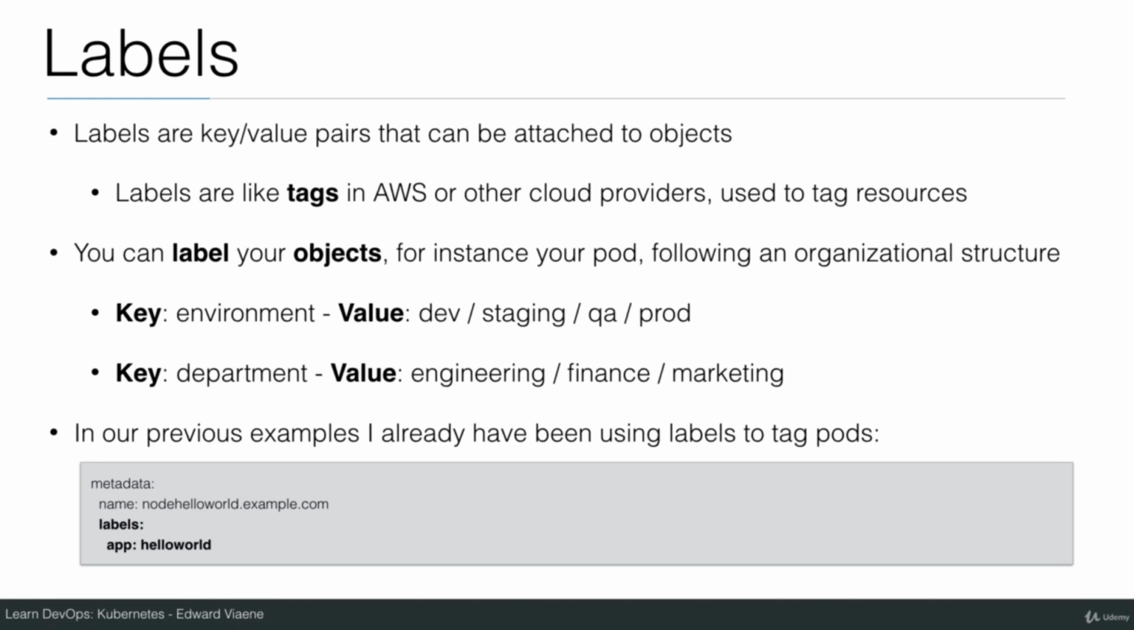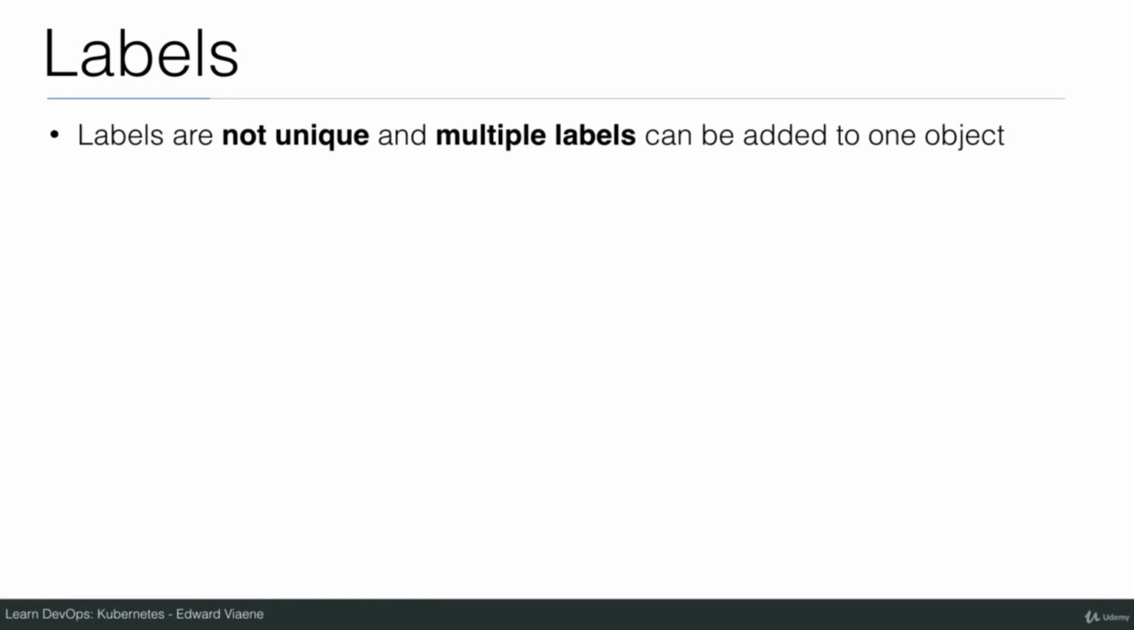In our previous examples, I have already been using labels to tag pods. This is how it looks. I always added labels, for instance, the app hello world. Labels are not unique and multiple labels can be added to one object.